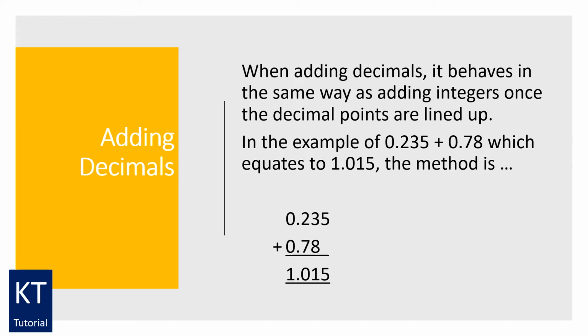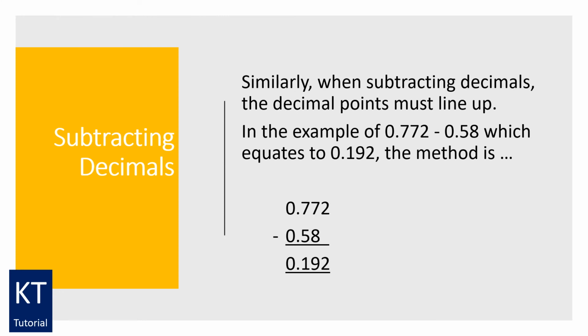When adding decimals, it behaves in the same way as adding integers, once the decimal numbers are lined up. In the example of 0.235 plus 0.78, which equates to 1.015, the method is as below. In the same manner, when subtracting decimals, the decimals must line up. In the example of 0.772 minus 0.58, which equates to 0.192, the method is as below.